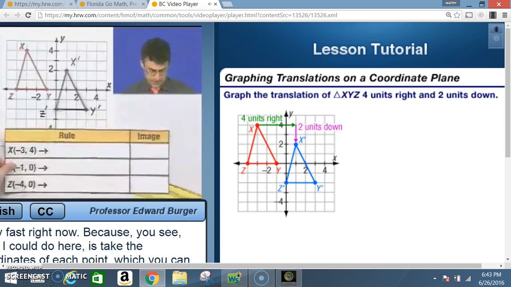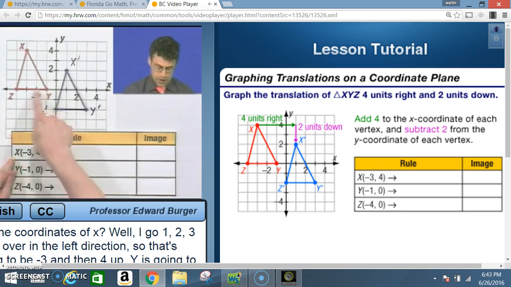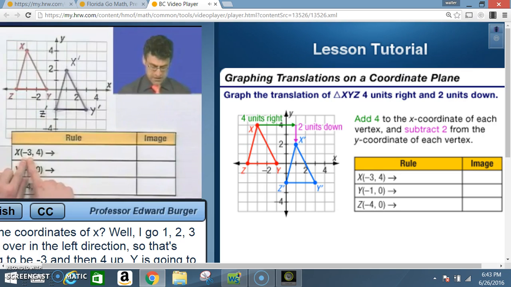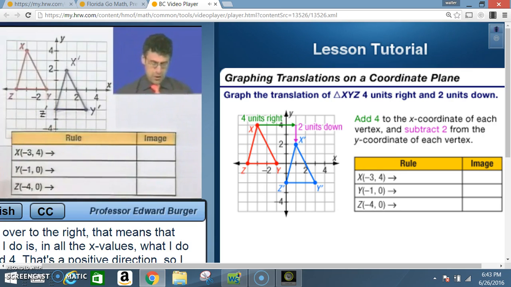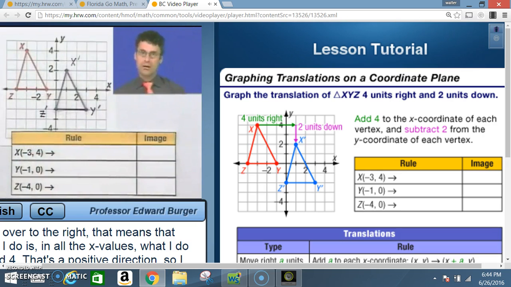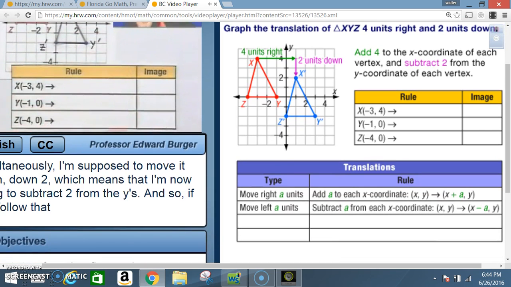Because what I can do here is take the coordinates of each point. For example, what are the coordinates of X? Well, I go 1, 2, 3 units over in the left direction, so that's -3, and then 4 up. Y is going to be -1 and then 0, because I'm staying on the x-axis, I don't go up or down. And then Z is going to be -4, 0. And now what is the rule? Since I'm moving 4 units over to the right, in all the X values I add 4. That's a positive direction, so I add 4. But simultaneously, I'm supposed to move it down 2, which means I subtract 2 from the Y's.